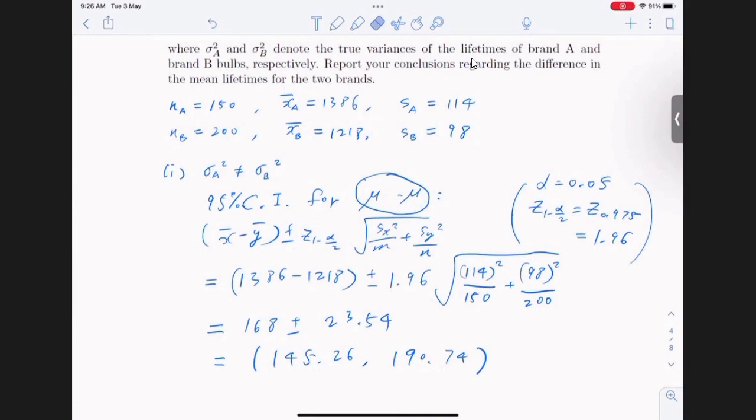Because we are comparing the lifetime of light bulbs of these two brands. So the mean lifetime of brand A is significantly longer than the mean lifetime of brand B by at least 145 hours. This is how we interpret the confidence interval. So always keep in mind that if you want to interpret a confidence interval, you need to understand the meaning of the confidence interval. It is a range of values that we use to estimate the unknown parameter. And since the unknown parameter is a difference, that means we estimate that this difference is at least 145. Okay?